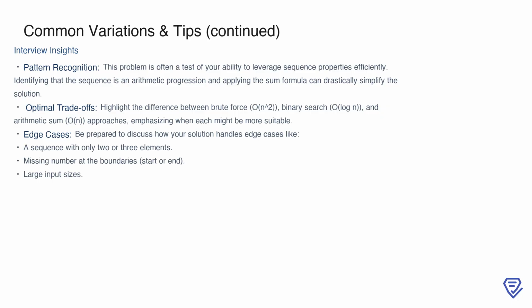From an interview perspective, this problem is often designed to test your ability to recognize patterns in sequences and apply mathematical properties efficiently. For example, identifying that the sequence is an arithmetic progression allows you to leverage formulas for sums, simplifying the solution. It also provides an opportunity to discuss the trade-offs between different approaches. While a brute force solution runs in n² time, more efficient methods like binary search achieve log n, and using the arithmetic sum formula offers n. Knowing when each approach is most suitable is key.